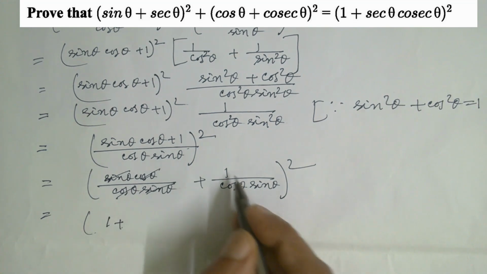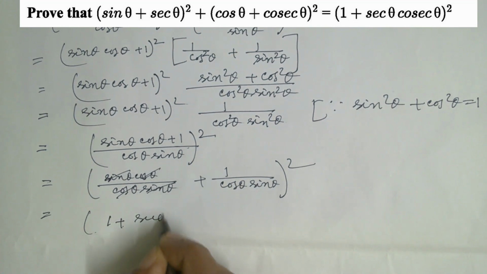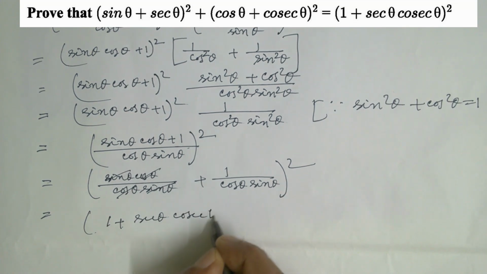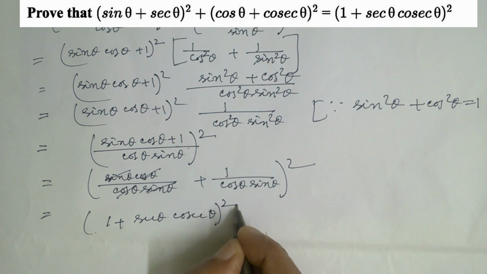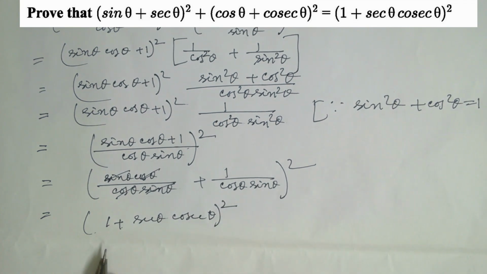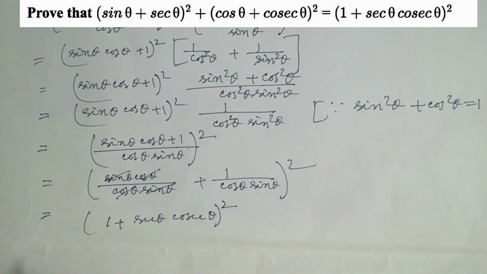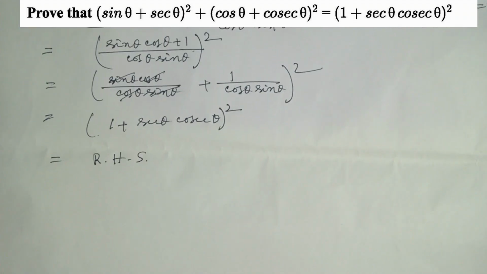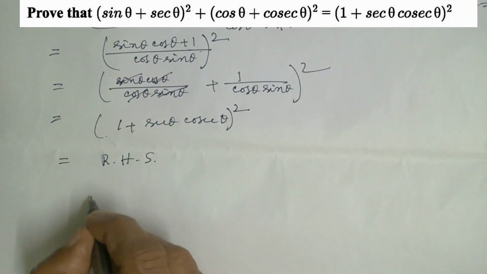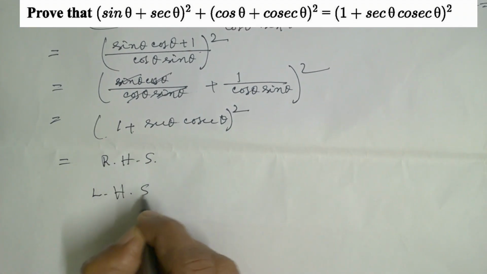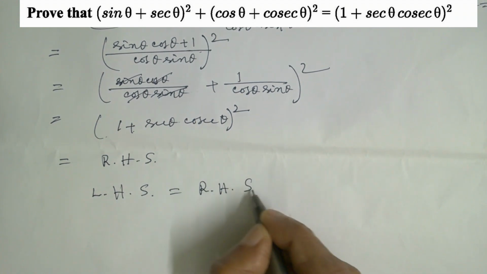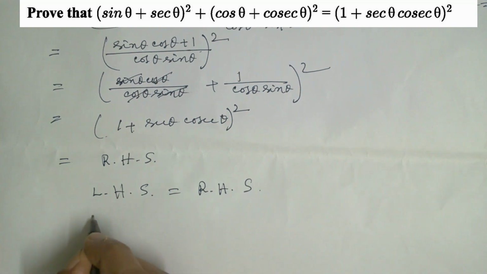1 plus 1 by cos theta, which is sec theta, 1 by sin theta, which is cosec theta. Look at the right hand side, this is the right hand side, so R H S. Hence the left hand side is equal to the right hand side, so proved.